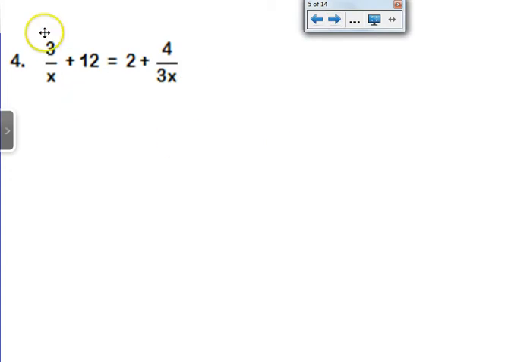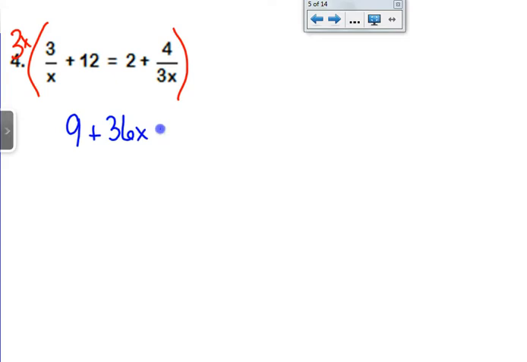Okay, big parentheses on the next problem. My denominator is an x and then a 3x, so my least common multiple of those would be a 3x. I'm going to distribute that into the first fraction. The x's cancel, leaving me with 9, excuse me. And then 3x times 12 is plus 36x. 3x times 2 is 6x. And in the last fraction, the 3x's cancel, leaving you with a plus 4.